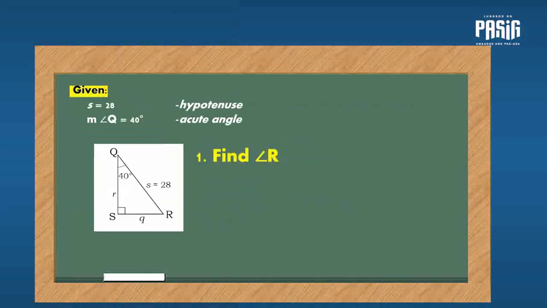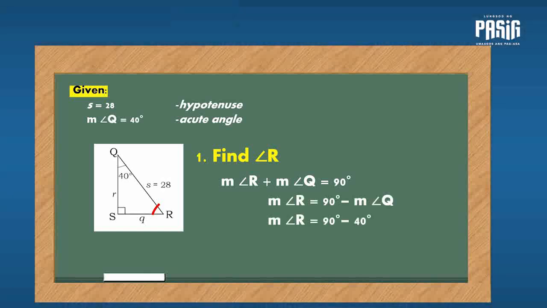Let us find the measure of angle R. Since angle Q is already given, remember that the sum of the 2 acute angles of a right triangle is equal to 90 degrees. Therefore, angle Q and angle R are complementary. To solve for the measure of angle R, subtract the measure of angle Q from 90 degrees. 90 degrees minus 40 degrees is equal to 50 degrees. Therefore, angle R measures 50 degrees.